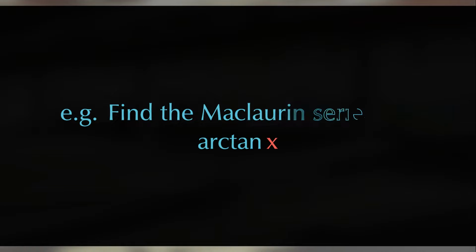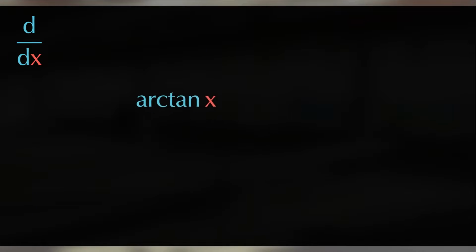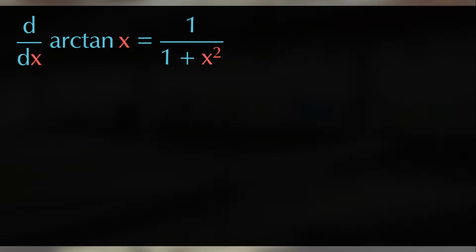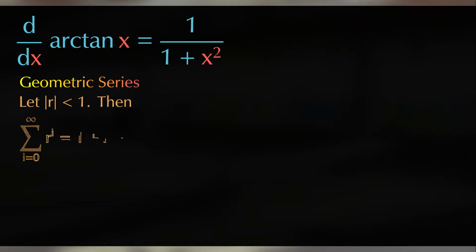Here's a fun example. Let's find the Maclaurin series for arctan of x. To do this, we're going to use a special fact about arctan of x, namely, that its derivative is 1 over 1 plus x squared. Why is this useful? Well, let's recall the geometric series.